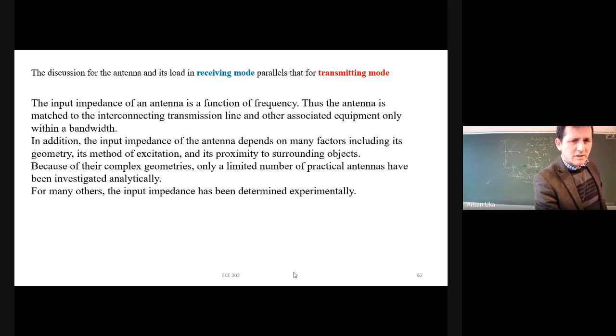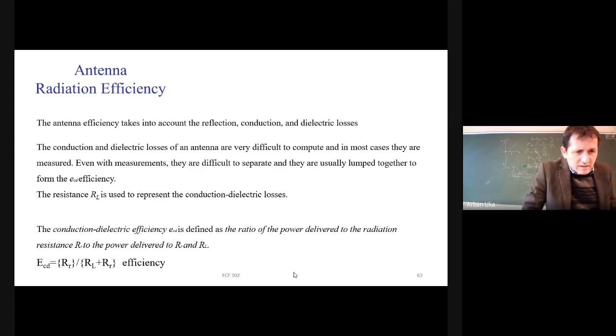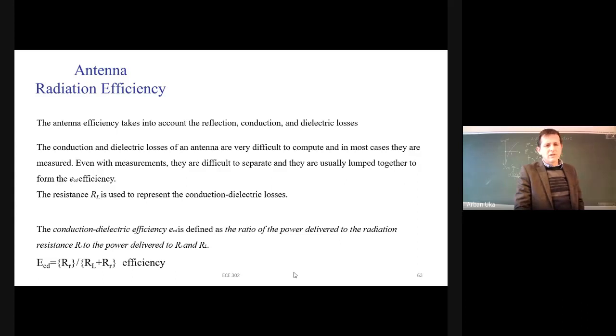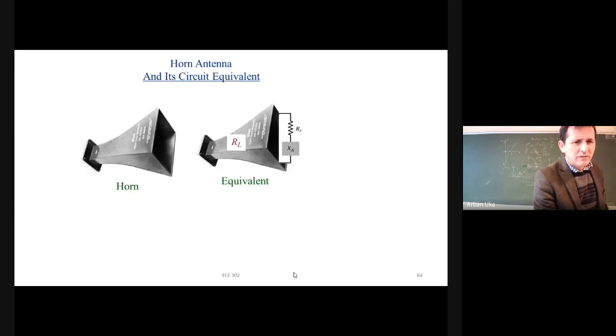Okay, so let's move here. For the antenna efficiency, we have the radiation efficiency, and the efficiency can be represented as the ratio of the power delivered to the radiation resistance to the power delivered to RR plus RL. RL represents the losses, the resistances measured in ohms, which represent the conduction and dielectric losses. So we have all the losses that we can see in an antenna, and they can be used to determine the efficiency.